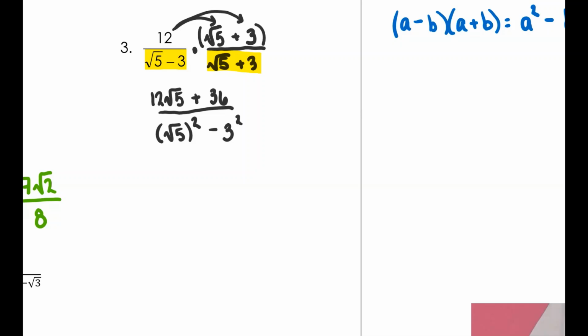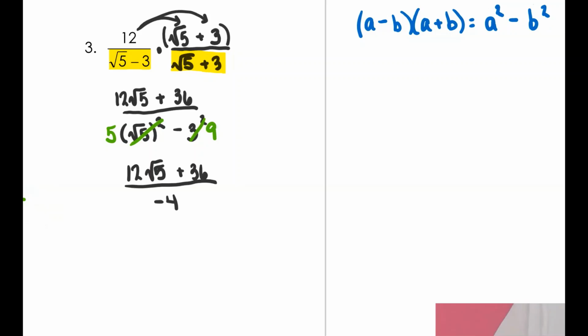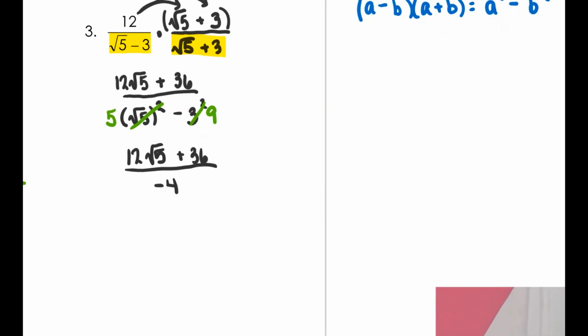Now my denominator, notice that the square roots of 5 squared, that's just going to cancel out, so you get 5. And then 3 squared, of course, is 9. So now I have 12 root 5 plus 36 divided by negative 4. Well, that's going to simplify, and you can write it as two separate fractions if you want. And if you can see this in your mind, that's okay too.